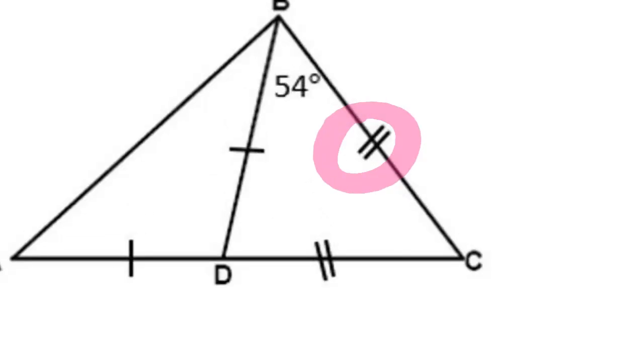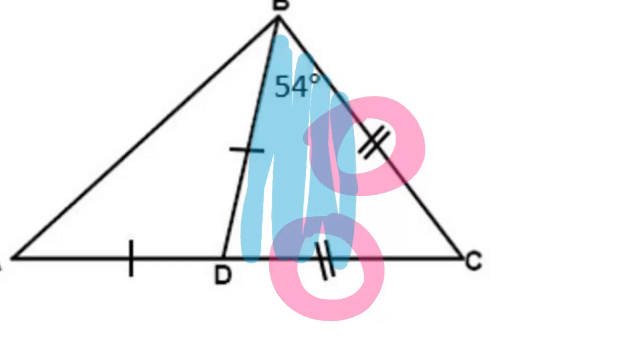I noticed that this side and this side are marked as congruent. That means that this triangle right here is an isosceles triangle. It has two sides that are the same size. If it has two sides that are the same, then it has two angles that are the same. And the way I find the angles that are the same is because they are opposite those congruent sides.